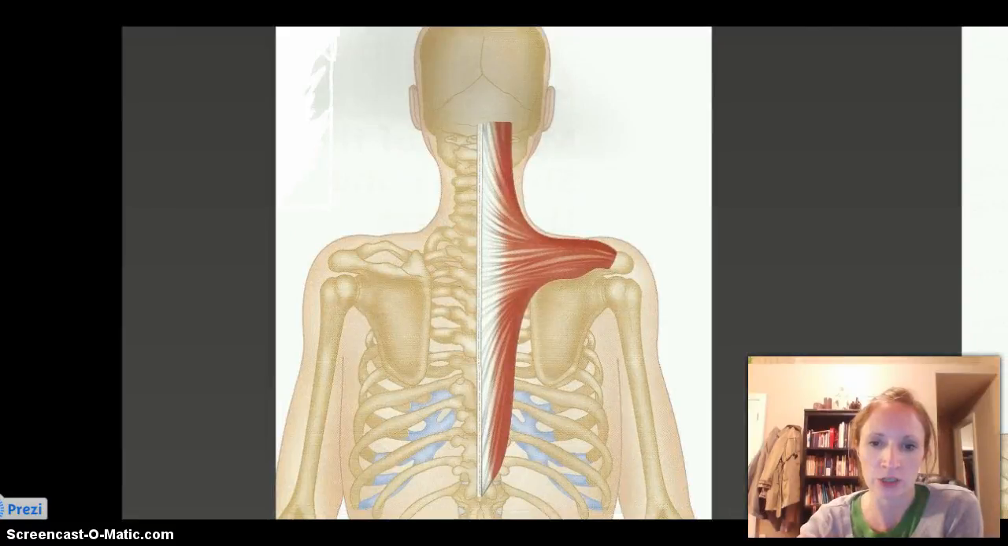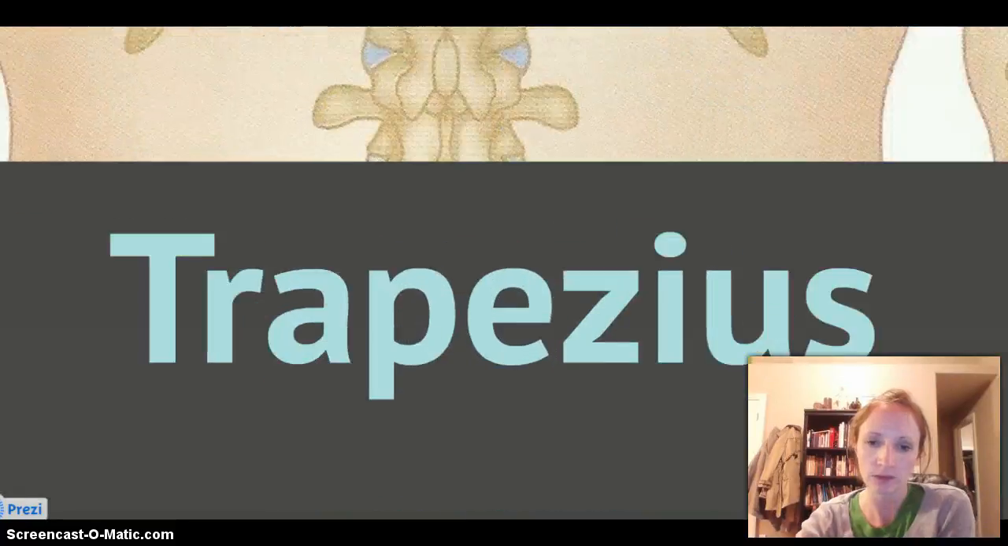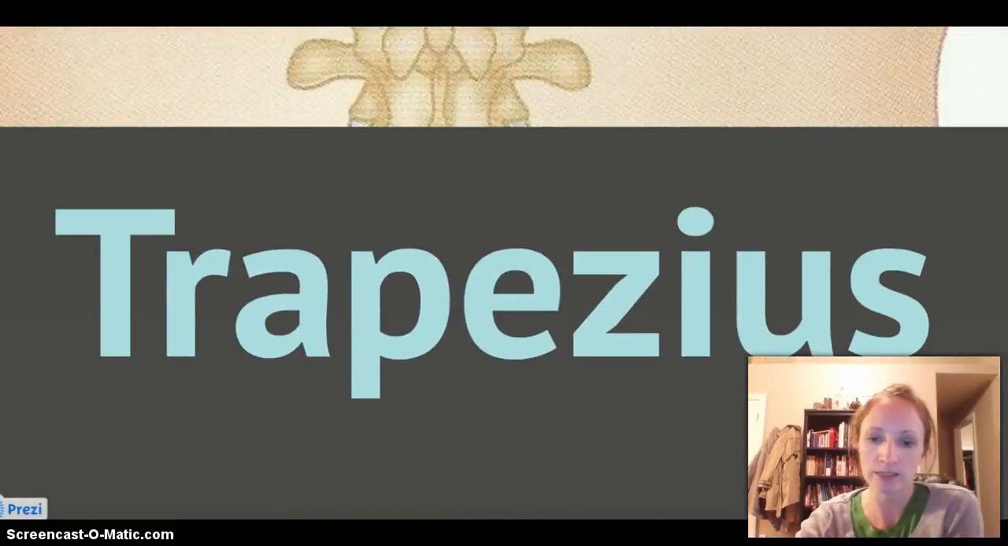Your first one is your trapezius. Now, obviously, the muscles down here aren't going to affect what happens up here, but the trapezius is a big muscle, so it's the upper fibers that help with the rotation of the neck. And that's how you spell trapezius.